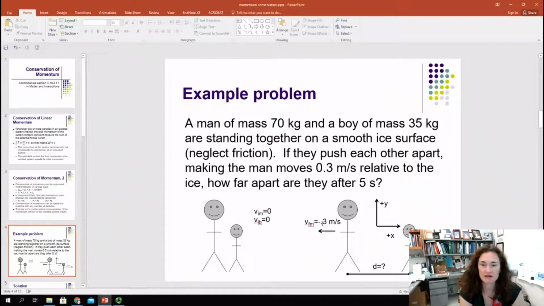And I chose the direction of the man as the negative x direction. And so that means that the boy will move in the positive x direction, okay? Now we don't know what the final velocity of the boy is, so I just put a question mark to indicate that. And the other thing that the problem's asking about is the distance that the man and boy are apart after a time of 5 seconds. So I've written that as d is equal to question mark, okay? We don't know what that is. Other knowns that we can list here, shown on the slide: the man's mass is 70 kilograms, the boy's mass is 35 kilograms, and the time elapsed that we're worried about here is 5 seconds. Okay, so those are our knowns.